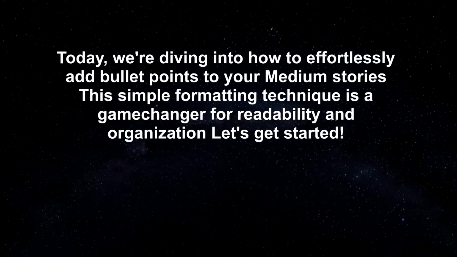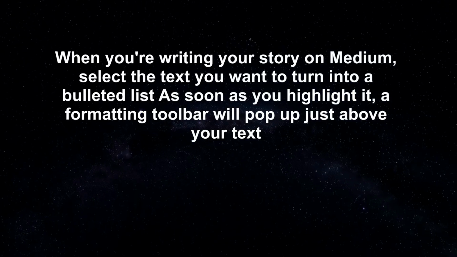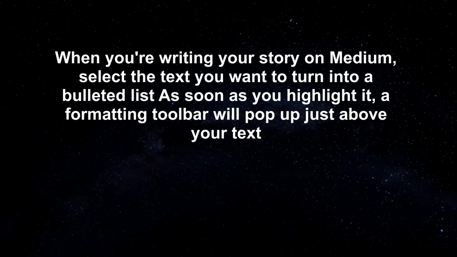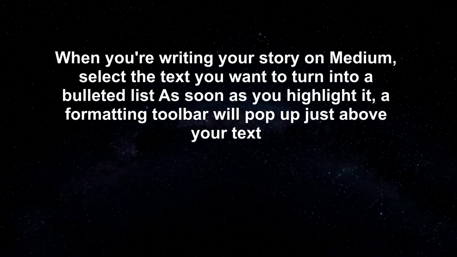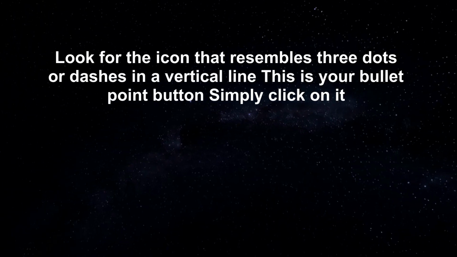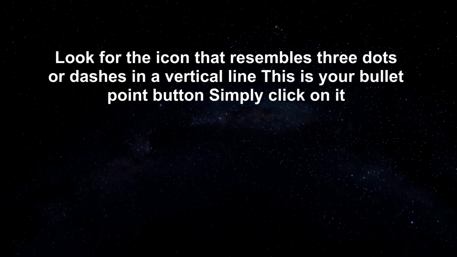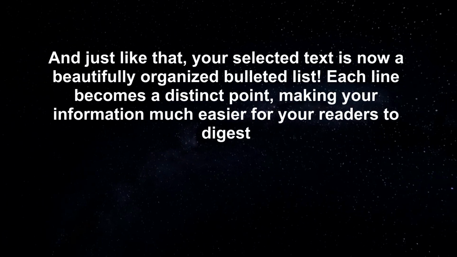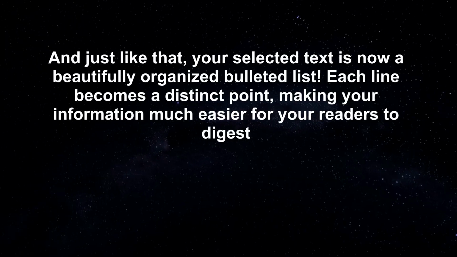Let's get started. When you're writing your story on Medium, select the text you want to turn into a bulleted list. As soon as you highlight it, a formatting toolbar will pop up just above your text. Look for the icon that resembles 3 dots or dashes in a vertical line. This is your bullet point button. Simply click on it. And just like that, your selected text is now a beautifully organized bulleted list.